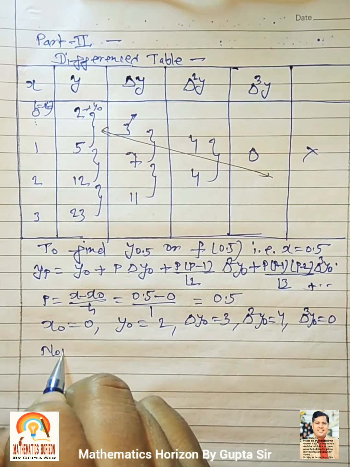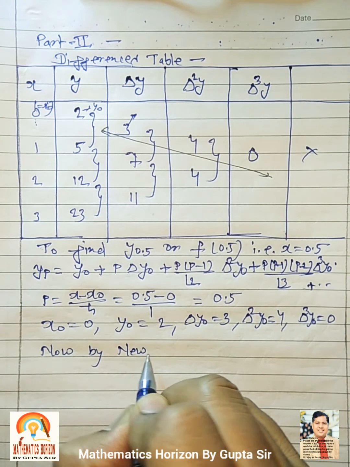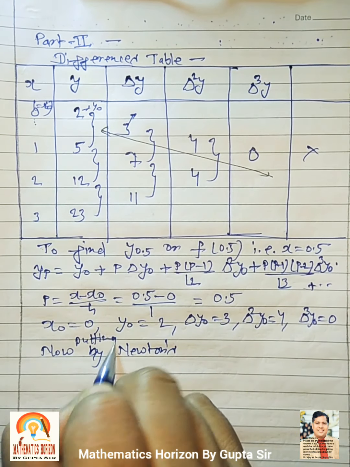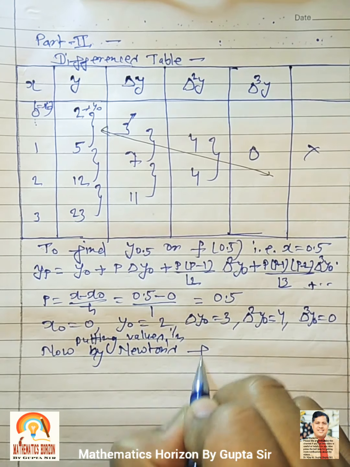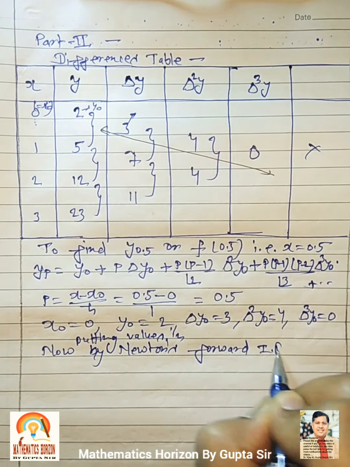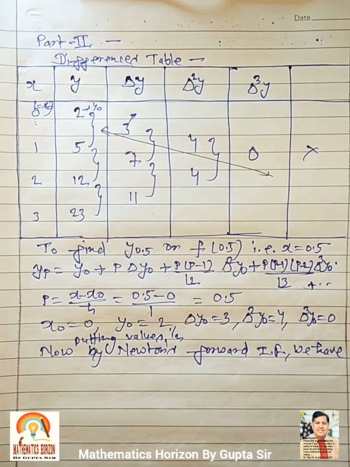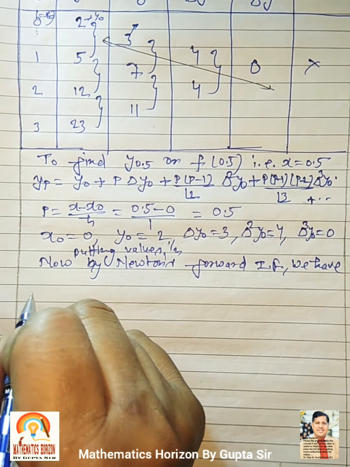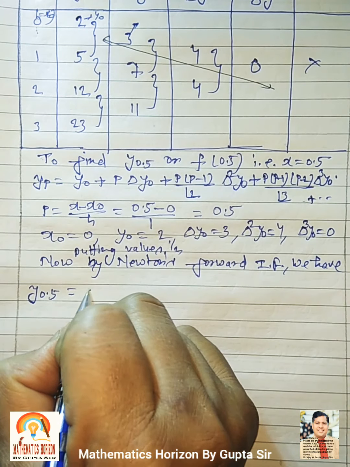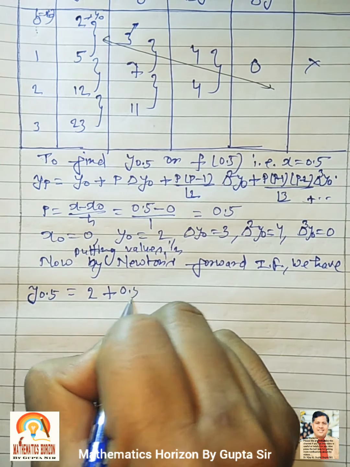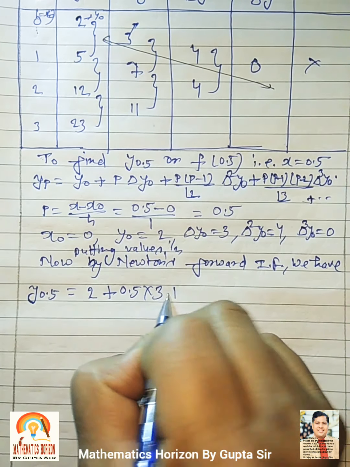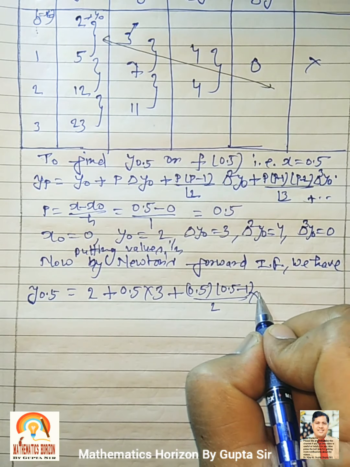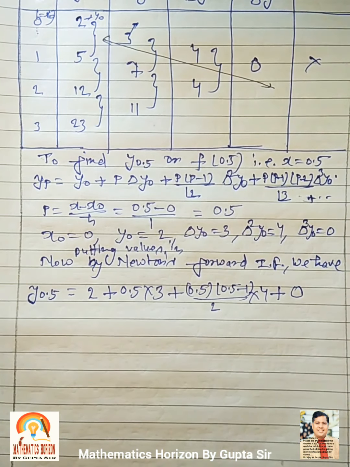Now putting these values in Newton's forward interpolation formula, we have y 0.5 is equal to y0, that is 2, plus p del y0, that is 0.5 into del y0, which is 3, plus 0.5 into 0.5 minus 1 upon factorial 2 into del square y0, which is 4, and the next term, del cube y0, is 0, so the whole term will be 0.